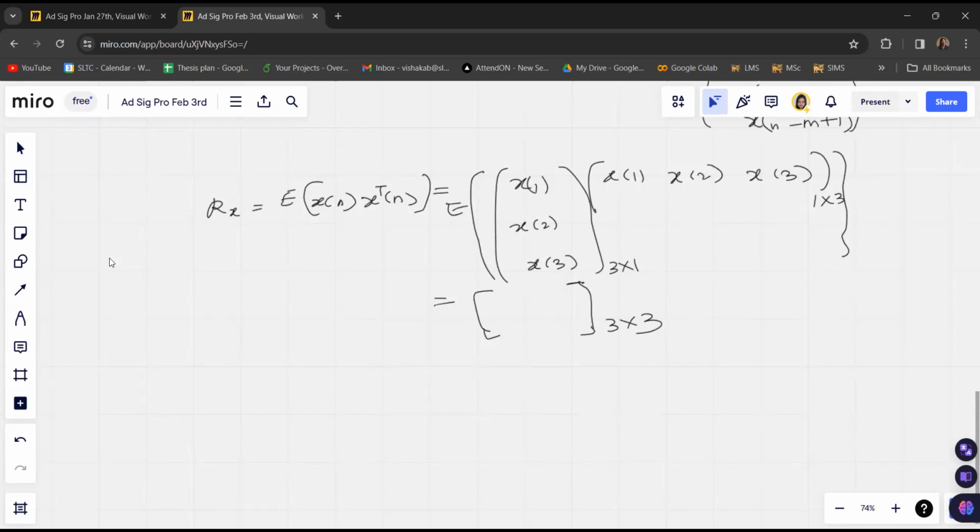Okay, so what you need to know is that this input signal xn multiplied by its transpose x transpose n will result in a 3 by 3, or an m by m matrix. In here we only consider the sample, but for a general scenario, this is going to be an m by m matrix.